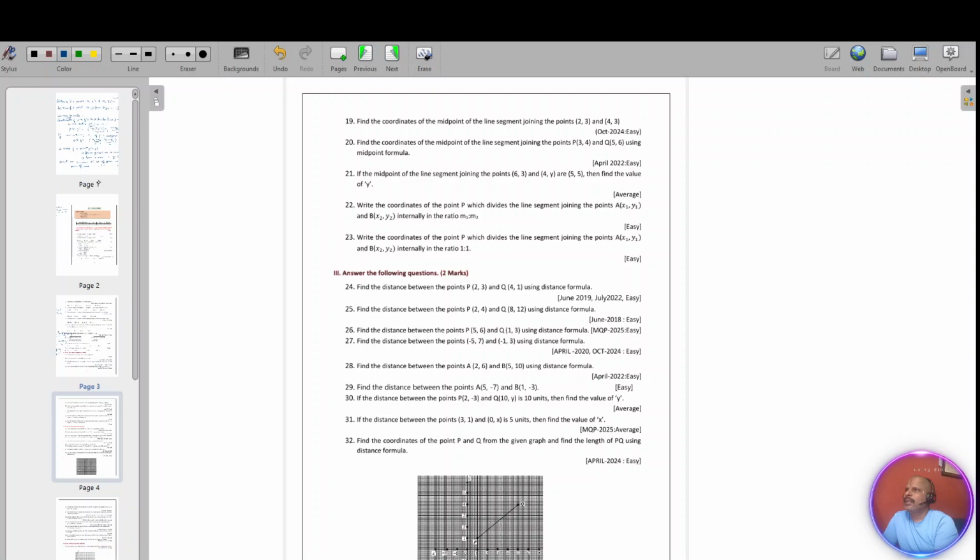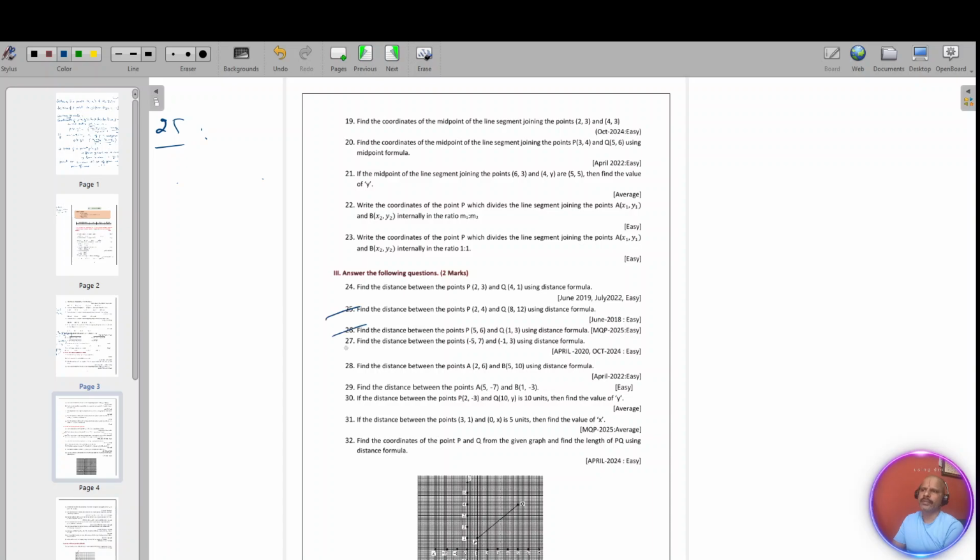25th. Distance between the points 2 comma 4 and 8 comma 12. You can solve that. I can give you the answer: x2 minus x1 is 8 minus 2, 6, 6 square is 36. 12 minus 4 is 8, 8 square is 64. 36 plus 64 is 100. It becomes 10 units. You can solve yourself.